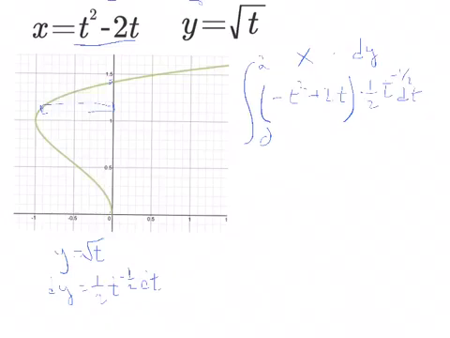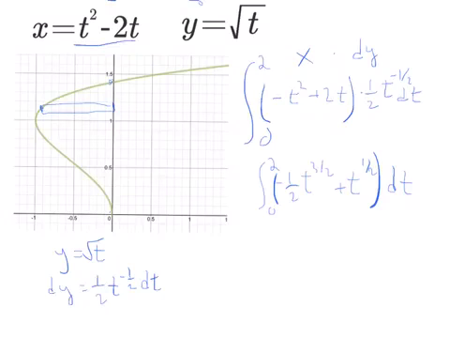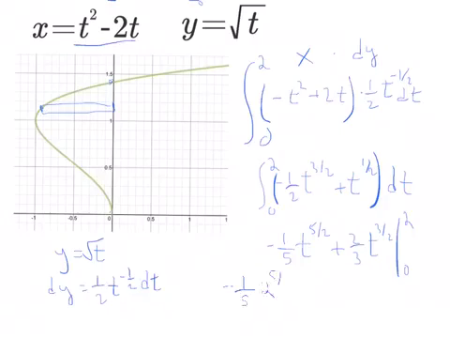And if we simplify this, we get, magically, this, which then integrates. If we just anti-differentiate this, we get this once we've anti-differentiated, and if we evaluate this from 0 to 2, we'll get negative 1/2 times 2 to the 5/2 plus 2/3 times 2 to the 3/2.